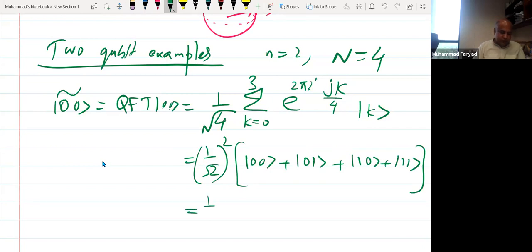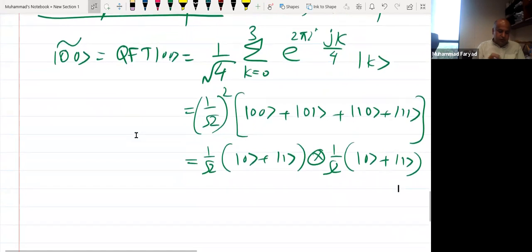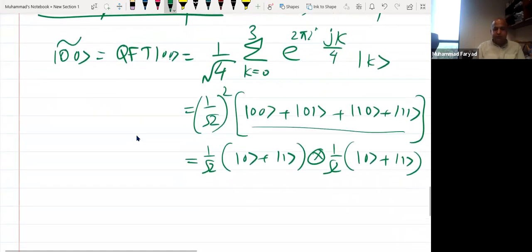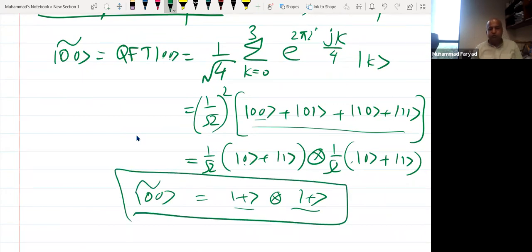And this, by the way, I can easily write like this. Right? Because if I take this product, this is exactly what we will get: 0 into 0, 0, 1, 1, 0, 1, 1. And this is nothing but plus state. So 0, 0 goes to plus plus. So this is the Fourier transform of the 0, 0 state.